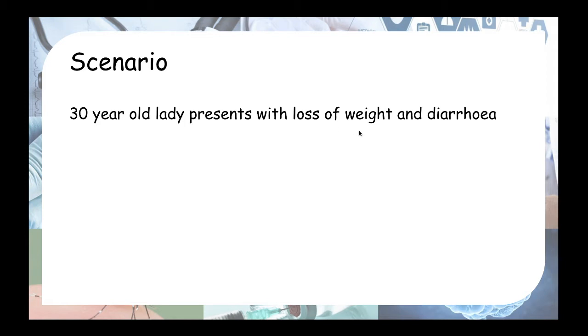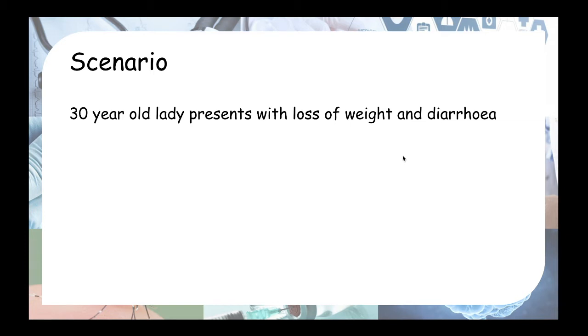Together with the loss of weight, you might be thinking more of an inflammatory condition, such as celiac disease or inflammatory bowel disease, be it Crohn's or ulcerative colitis. Or because loss of weight is a red flag sign of malignancy, you might even think along the line of that. Despite the age, loss of weight is a red flag sign.